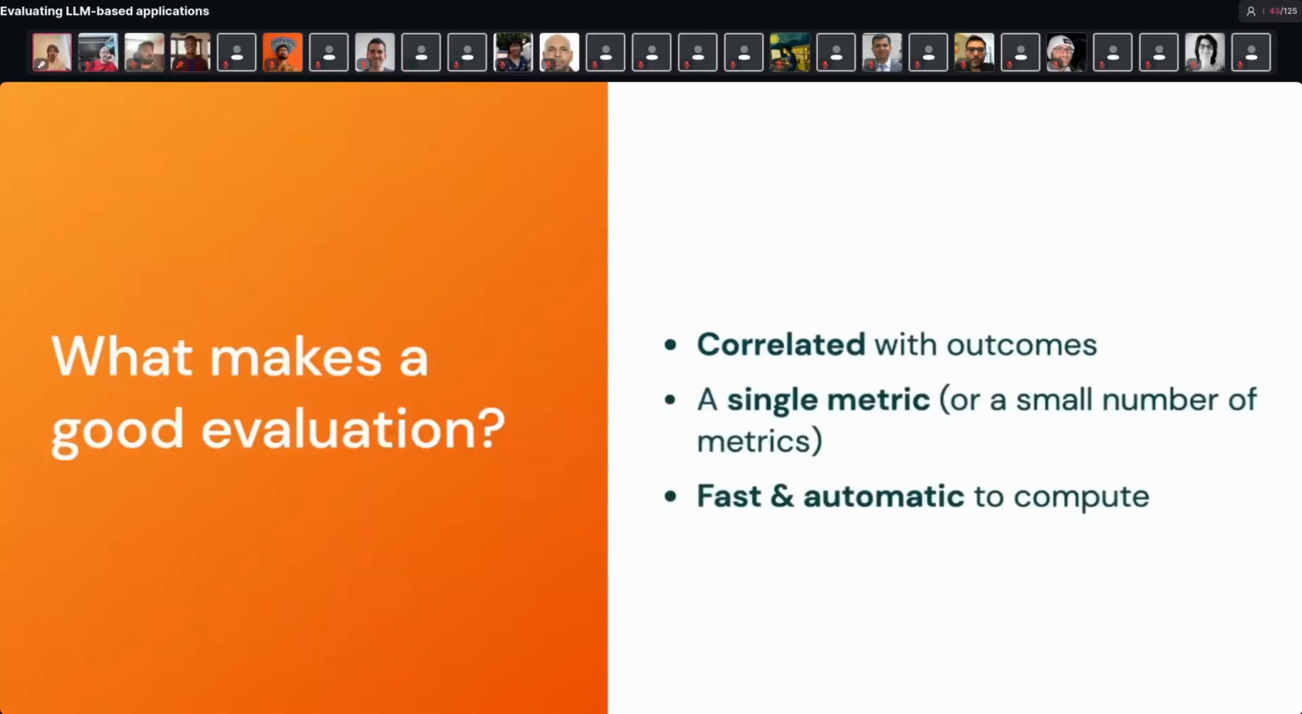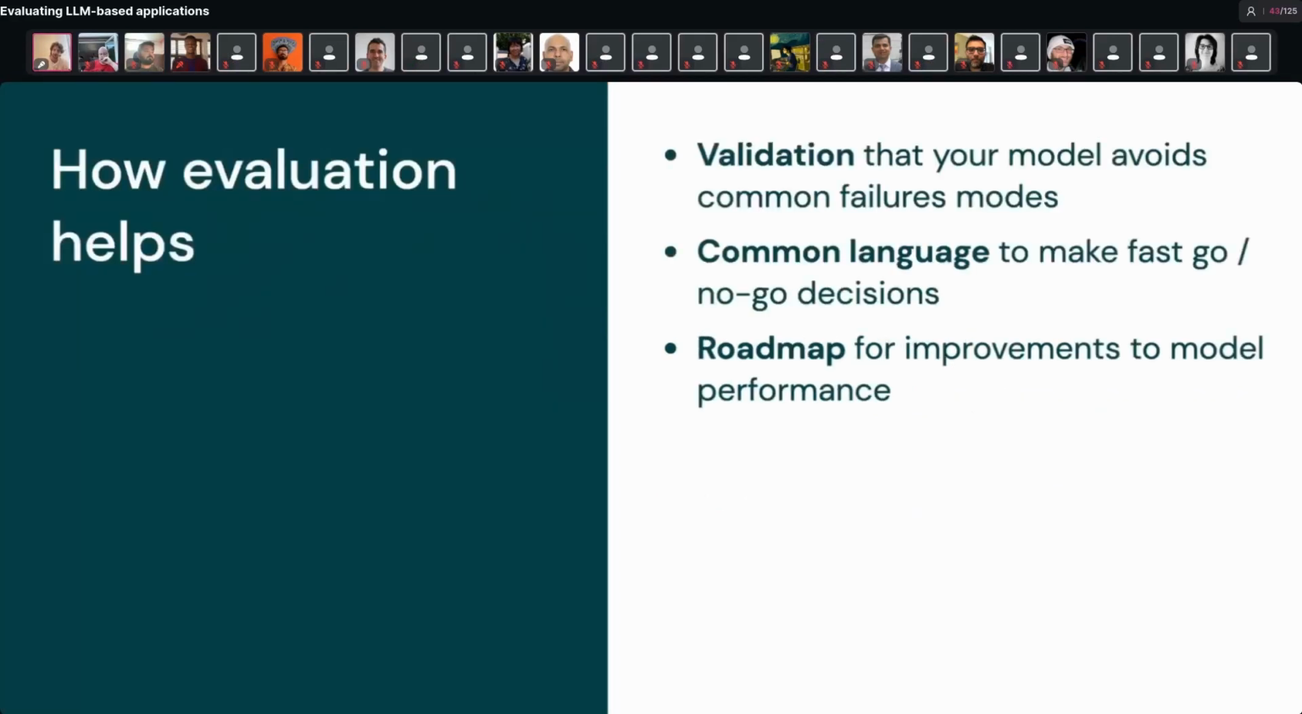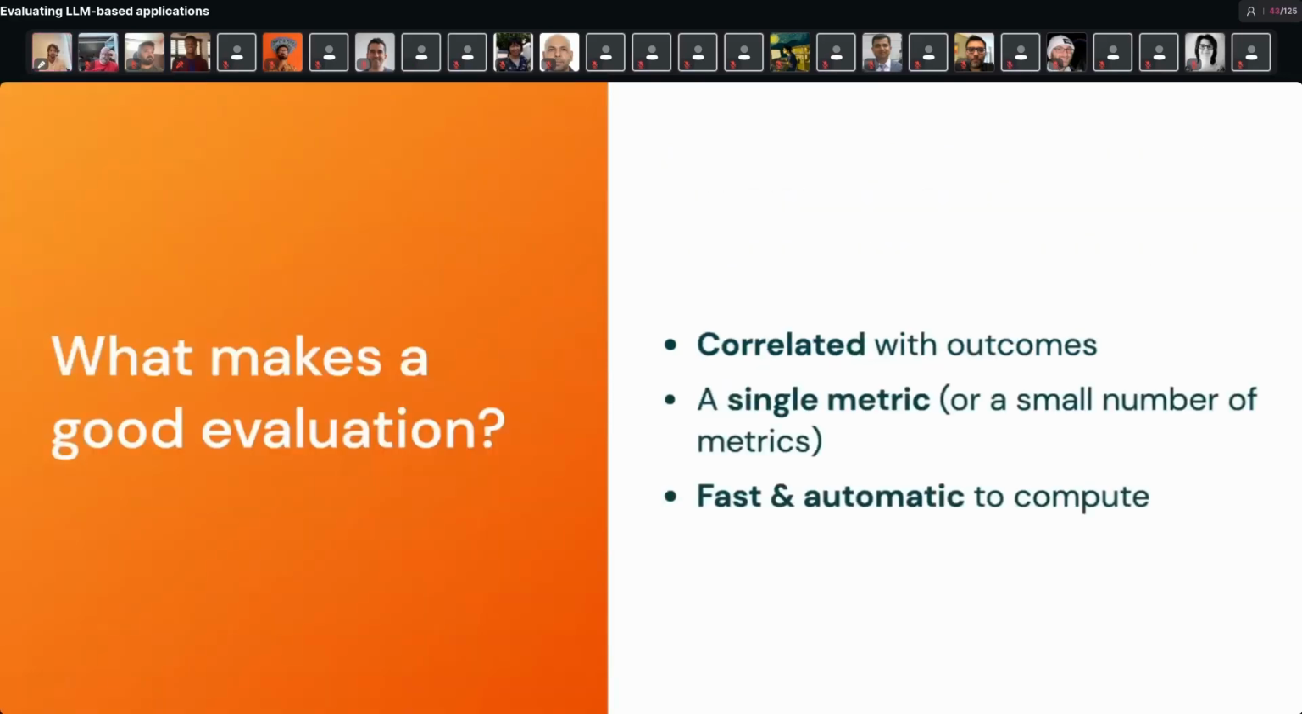The corollary of this is, if we're using evaluation for these three things: validating your model's performance, working together with your team to decide when you can go or no go, and finding places to improve. In light of that, let's talk about some desired properties of a good evaluation. So what makes good evaluation?